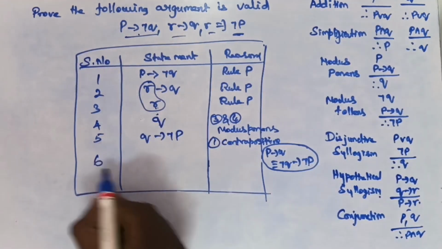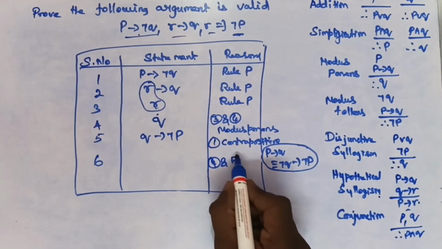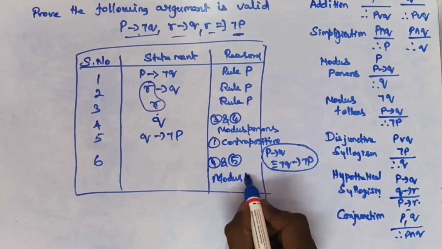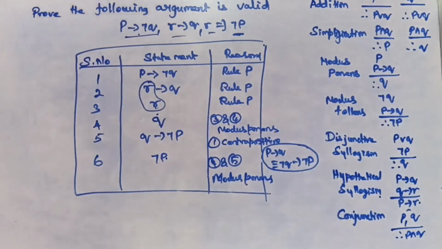So from 4 and 5, modus ponens, we get not P. Okay, we got the answer. So these are the rules of inference we very often use to find the answer. Okay, I think it's okay.